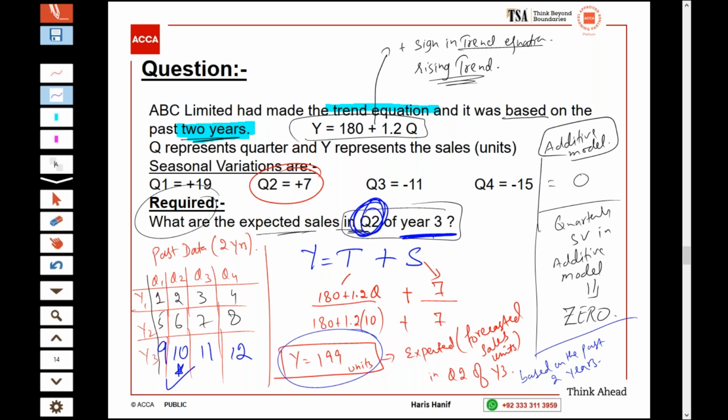All right. So this is the MCQ kind of a question which you may be facing in your CBE exam. Allotting the numbers, it's understood quarter 1, 2, 3, 4, 5, 6, 7, 8, 9, 10, 11, 12, and this is being asked for quarter 2 for year 3. Just 10 seconds.